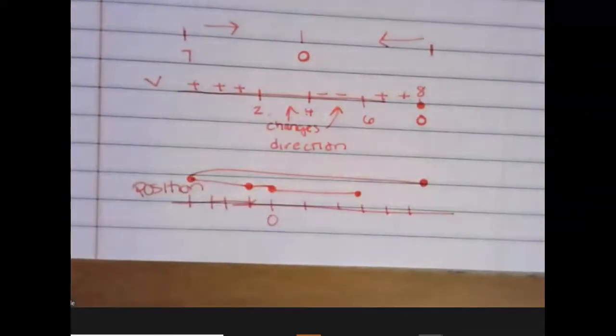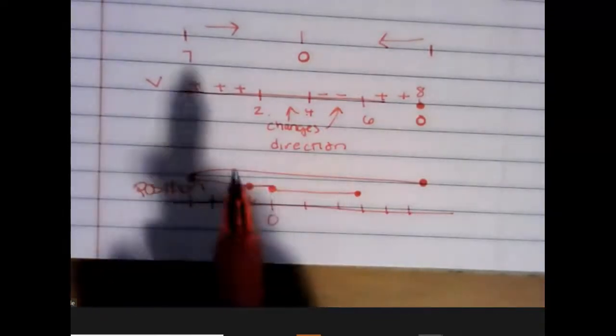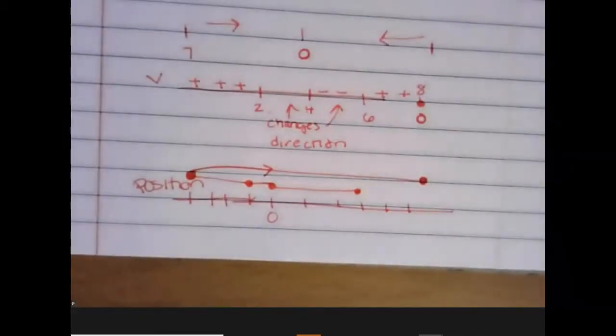So it changes direction between 2 and 4 and between 4 and 6. The answer is going to be 6, because when the particle goes from -4 to 8, it had to move towards 0. The particle was moving to the left, then to the right, and passes the origin.